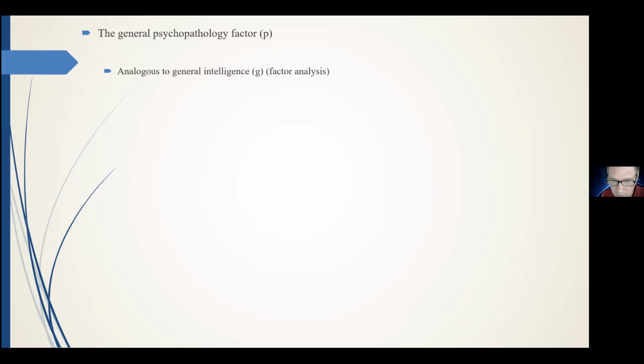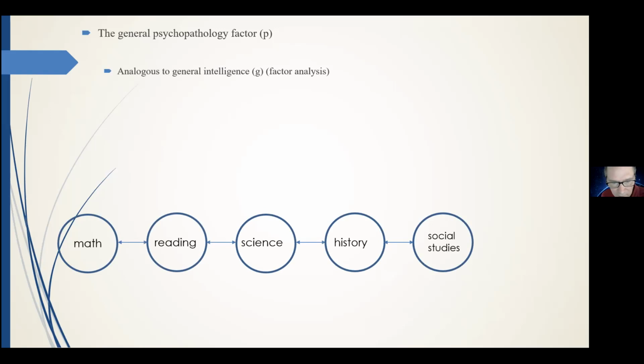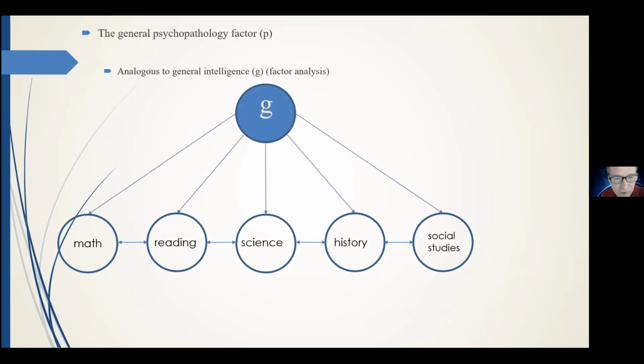In the factor analytic tradition. Just to explain general intelligence: in the early 20th century, they knew that children who are good at math are often good at reading, science, history, and social studies. These things are all positively correlated. The notion is that there's something common to all these, some common non-specific shared factor that allows someone to do well in all these different areas. They called it G, general intelligence, and they invented factor analysis to model this mathematically.